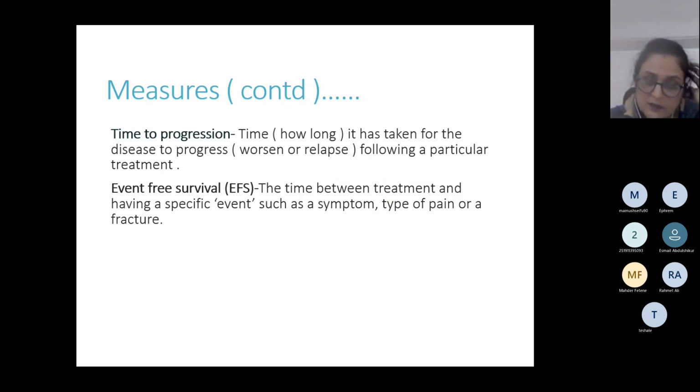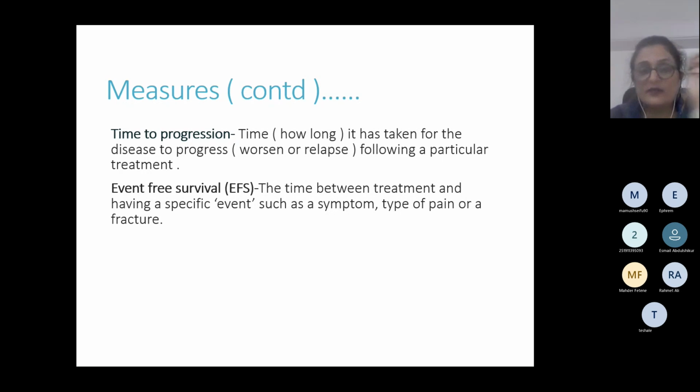There are two more terminologies. One is time to progression. What do you mean by time to progression? How long it has taken for the disease to progress following a particular treatment. You give a treatment and then the disease starts to progress or worsen. The time from when you give treatment to when the disease starts to worsen, relapse or recur is called time to progression. It is the time required for the disease to progress.